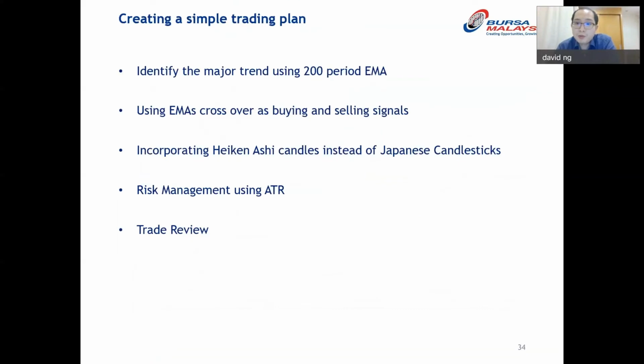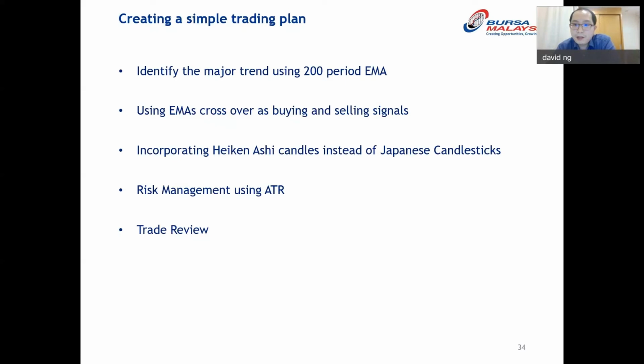So I'm just going to go briefly through the trading plan. Do bear with me if you are new to technical trading, if you are not familiar with terms like moving averages, Japanese candlesticks or Heiken Ashi. Although this is quite technical, I can't cover too much in depth in this session alone. But I just hope that you can grasp the basic principle that underlies the simple setup of this trading plan.